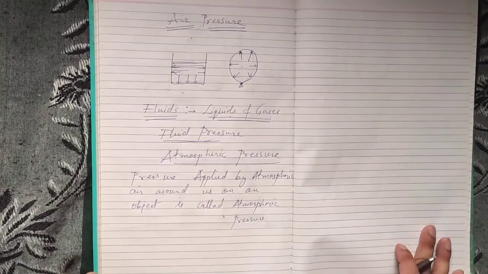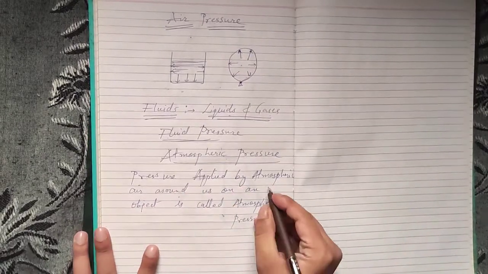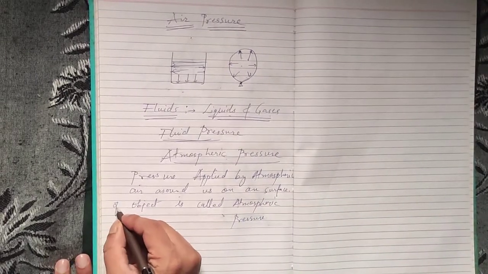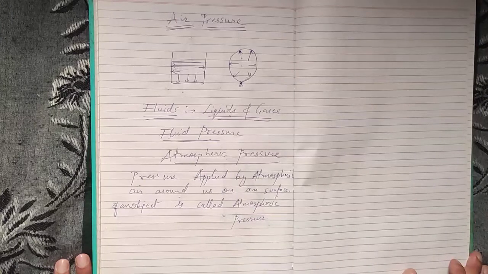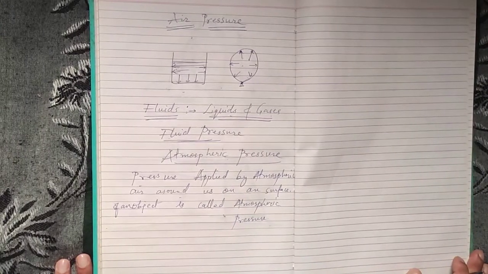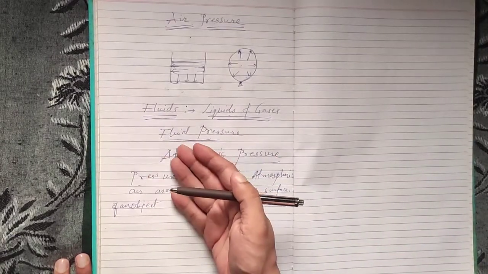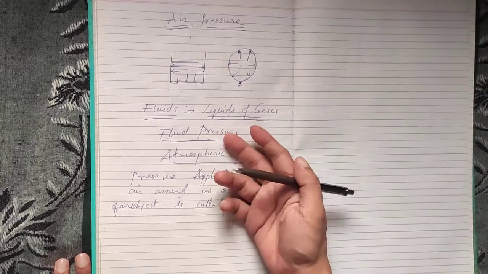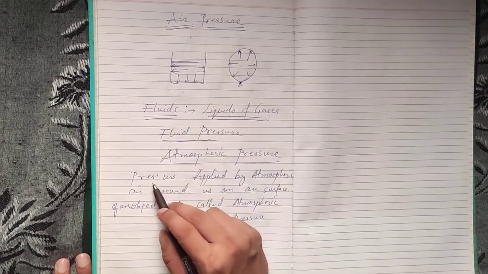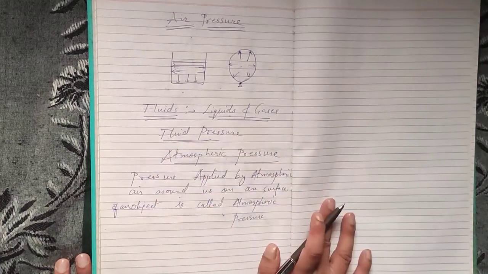So the pressure applied by atmospheric air around us on the surface of an object, I forgot a word, surface of an object, is called atmospheric pressure. Remember, pressure always acts on the surface of an object. So one object is applying pressure on the other object by coming in contact with its surface. Remember that. So over here, atmospheric air is applying pressure on an object, but on its surface.